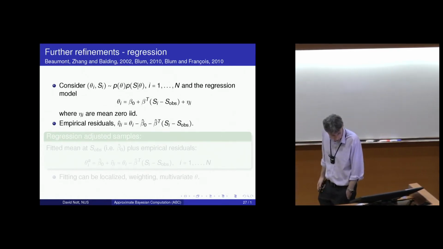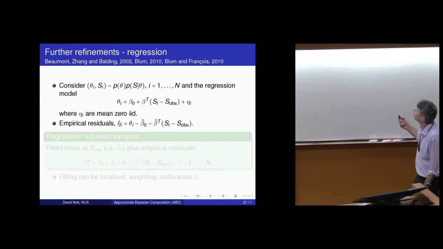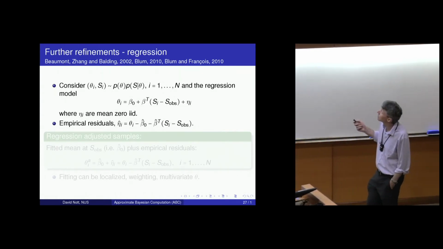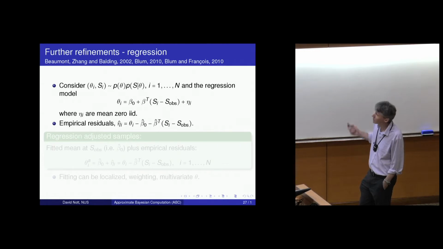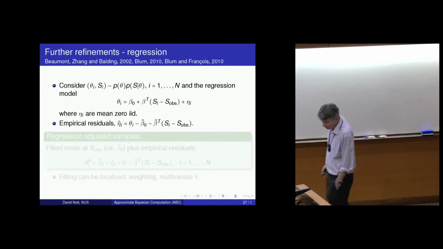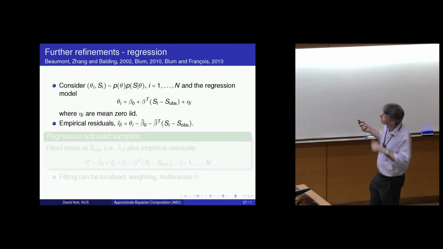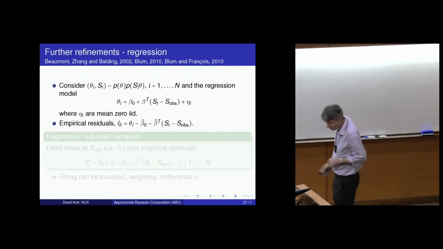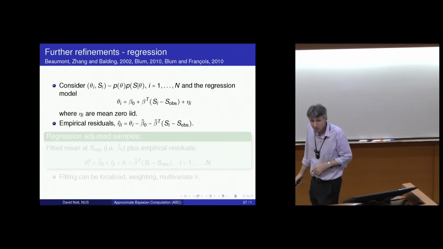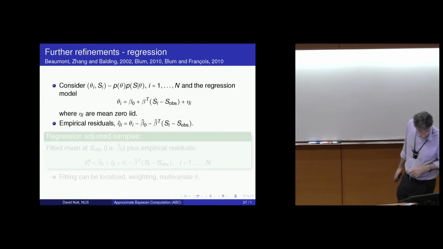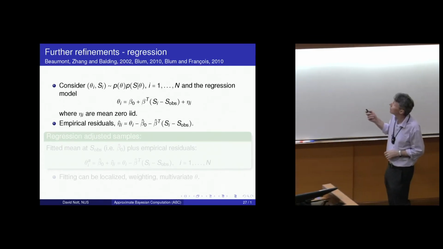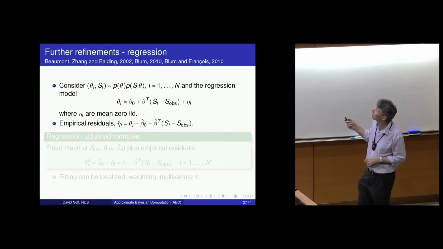Now, suppose I fit this model, say by least squares, and then I've got estimates, beta zero hat and beta hat, for these parameters here in the mean. Then I could construct empirical estimates of these residuals by just subtracting from the theta values the fitted values, okay? So I've got these empirical residuals, eta i hat, are theta i minus beta zero hat minus beta hat transpose (S i minus S obs). Now, in this regression, what is the fitted value of that regression at S equals S obs? Well, when S equals S obs, this is zero. So the fitted mean value is just beta zero hat.